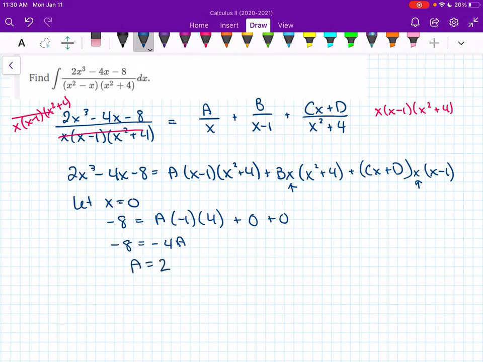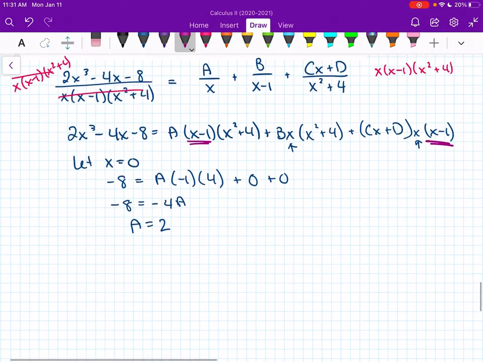So if I solve this, I get negative 8 equals negative 4a, or a equals 2. All right. So now I can use that value if I wanted to, or we can figure out what else I can plug in. If I let x equal 1, then this factor and this factor will be 0, and that will let me find b. So for my next one, we're going to let x equal 1.